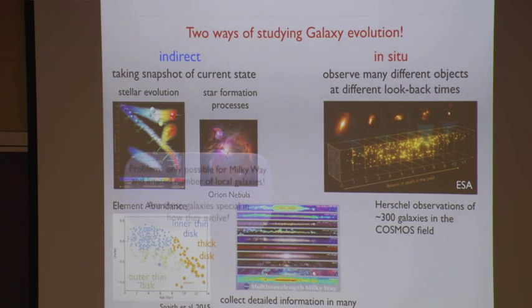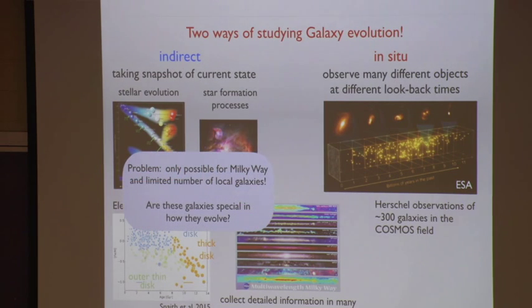So we can do this, but there's one problem with this approach. This we can only do for the Milky Way and a few others. And the question is, are these objects maybe special? They all reside in a similar environment. And environment plays a role for the evolution of the galaxy. So we don't know exactly if these are similar.